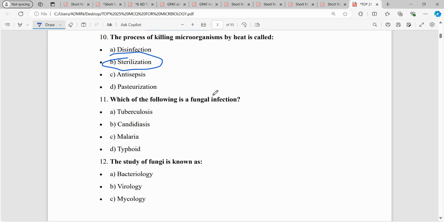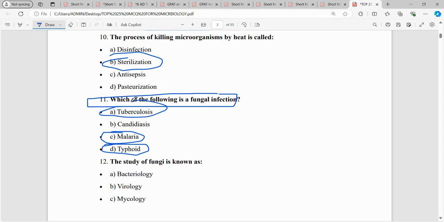of sterilization. Which of the following is a fungal infection? Typhoid is caused by Salmonella typhi, which is a bacterial infection. Malaria is caused by Plasmodium, so it is a protozoal infection. Female Anopheles, Plasmodium ovale. Tuberculosis is caused by Mycobacterium tuberculosis, a bacteria which is causing tuberculosis, and Candidiasis is a fungal infection which is caused due to Candida albicans and other species. So it also shows cross sensitivity with tetracyclines, the antibiotics.